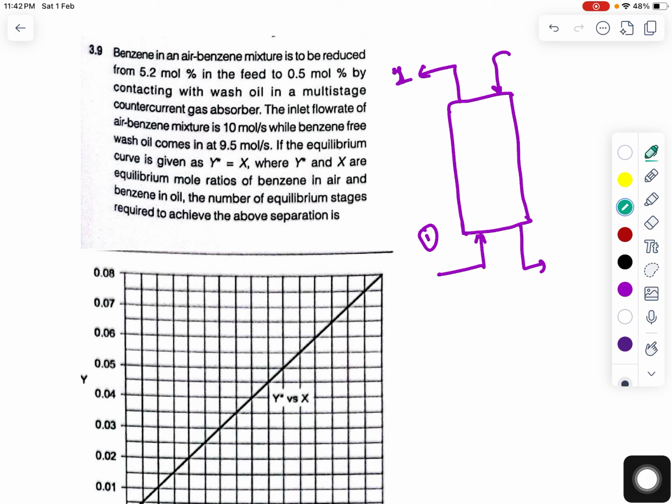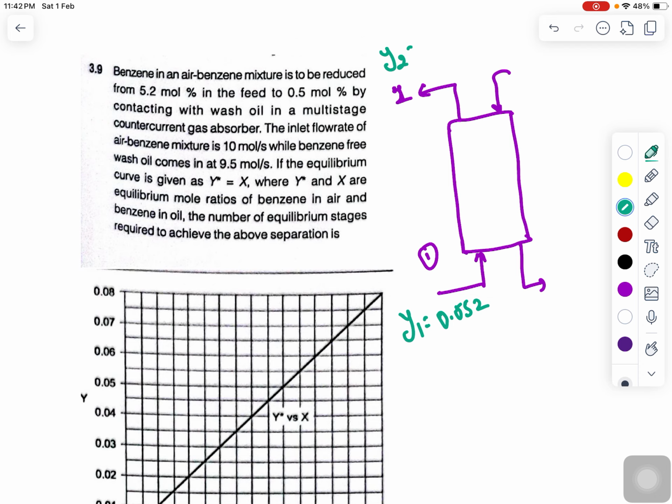So here, mole percent of benzene in the benzene air mixture, let's say y1 is the mole fraction of benzene, so that is 0.052. It is reduced from 5.2 mole percent in the feed to 0.5 percent. So here you can say that y2 will be equal to 0.005. Is that clear? Okay, now the inlet flow rate of air benzene mixture is 10 mole per second.